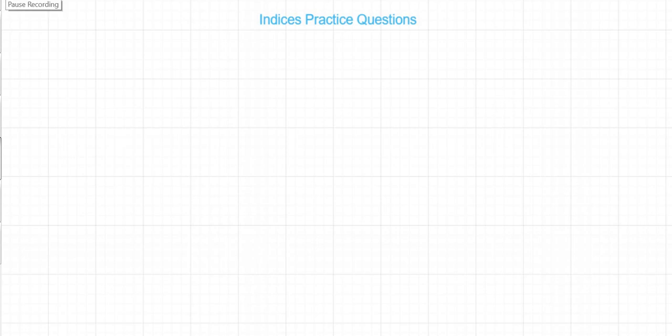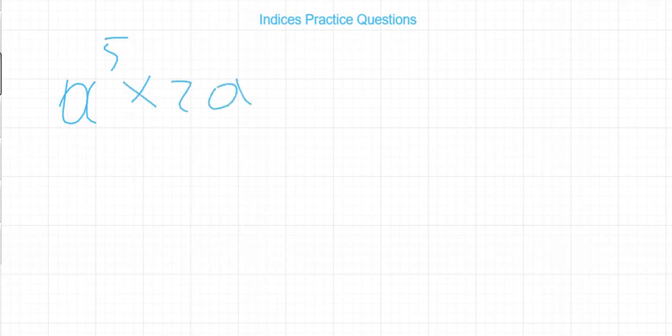So we're looking at some practice questions relating to the laws of indices. So let's go ahead and try to solve some questions. What if I have a raised to the fifth times 2 raised to the second, and then I will say times 3 raised to the third.